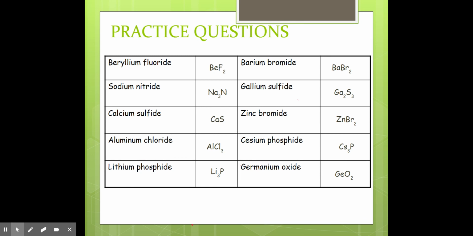Now, I will say, traditionally, if it has multiple charges, we will have Roman numerals. But we'll get into that at another time.